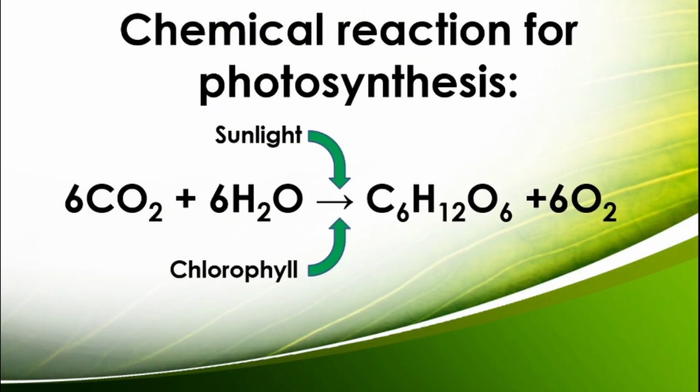Now, this is the chemical reaction for photosynthesis. It says here, 6 carbon dioxide molecules plus 6 water molecules with the help of chlorophyll, which is activated by the sunlight, will yield 1 molecule of glucose and 6 molecules of oxygen. So this is actually the chemical reaction or chemical equation for photosynthesis. And here you can already see the raw materials and the products of this process.